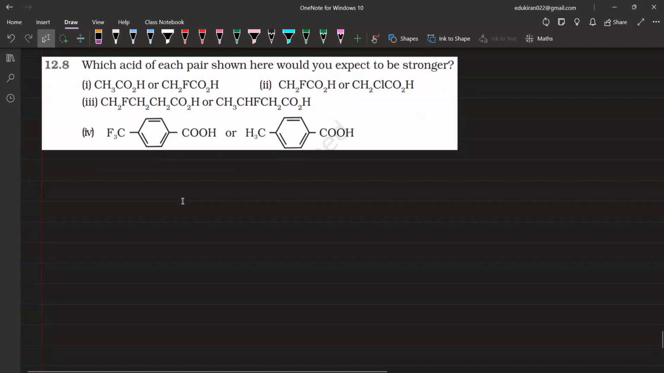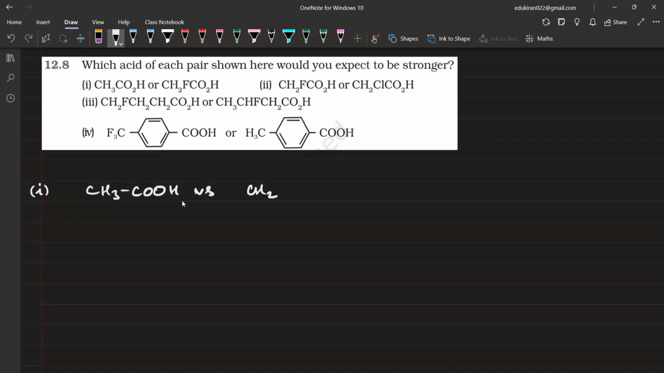Which of the acid pairs shown here would you expect to be stronger? ठीक है, so number 1, we have CH3CO2H. That means we have CH3COOH versus we have what? We have CH2 which is attached with fluorine, CH2 attached with fluorine, attached with carboxylic acid.